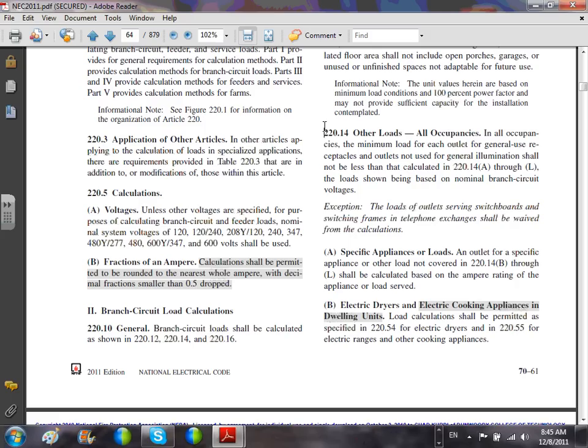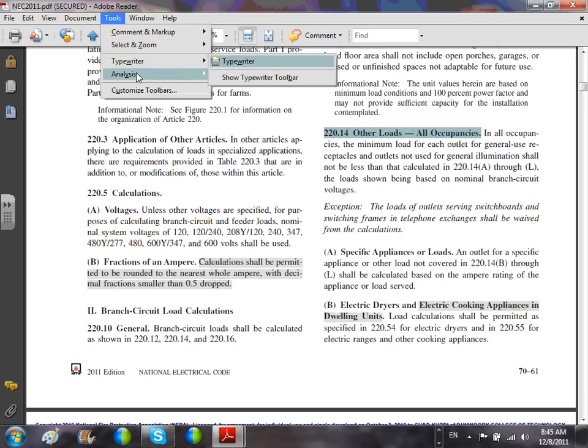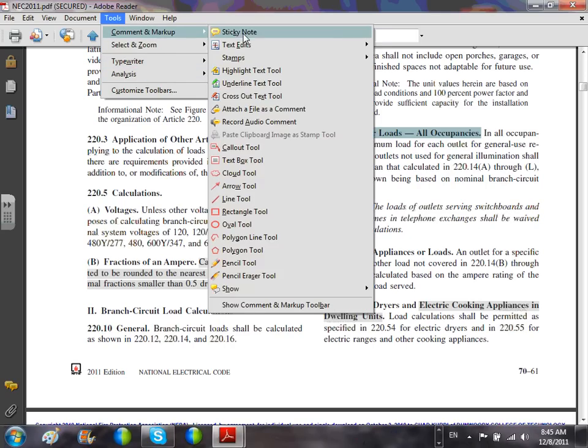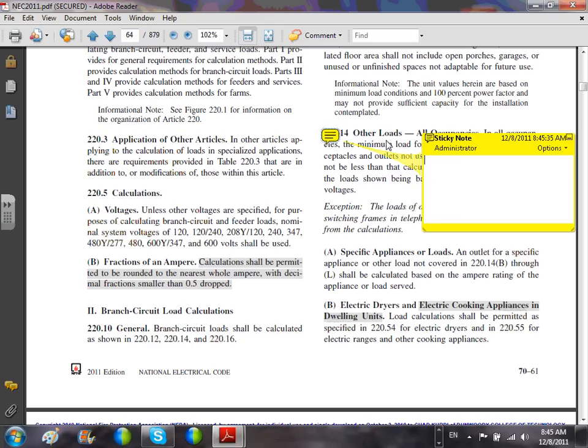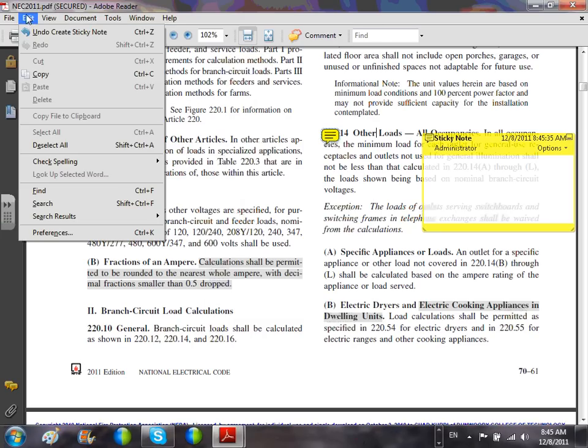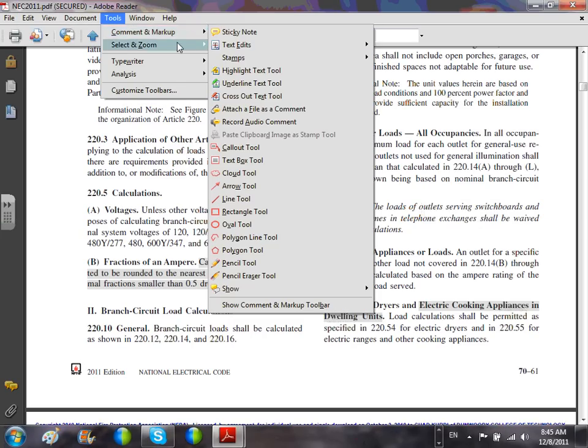We're going to spend some good time on other loads in this particular area here. Okay, analyze, mark. So we're going to spend some good time in other loads in this area. Edit, undo. Okay, comments, highlighter.